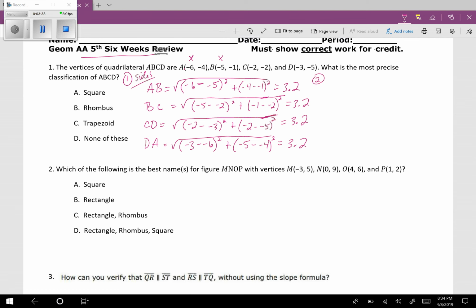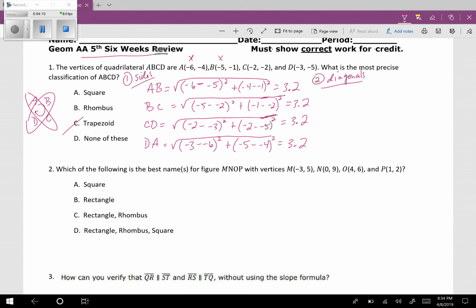So let's look over here. Trapezoid, not all of your sides are going to be the same, so we can get rid of that. And it's probably not going to be none of these, but we'll check between a square and a rhombus. So the second thing you have to do now is find the length of your diagonals. Okay, that's step 2. So we're going to do the distance formula again, but we got to do the diagonals. Now, do y'all see how this is called ABCD? That means it's going to go A, B, C, D. Okay, like this when you're looking at it on the picture. So AC is a diagonal and BD is a diagonal.